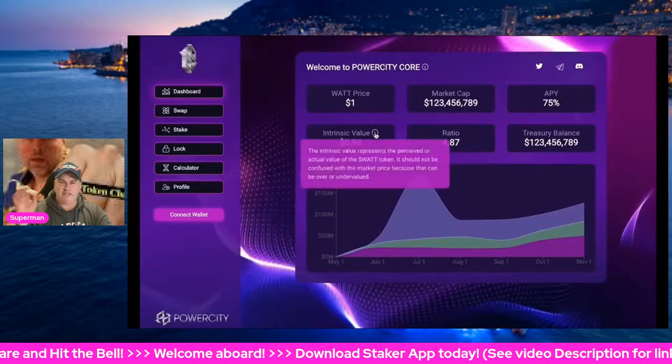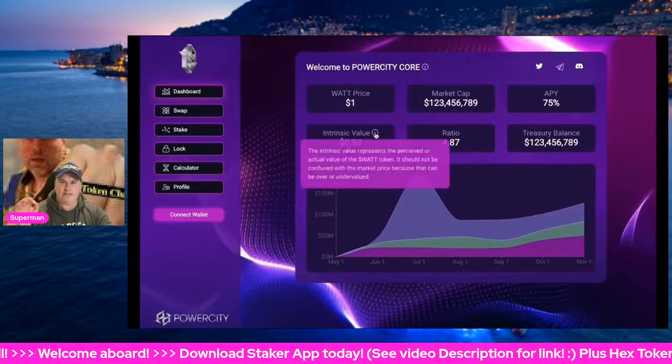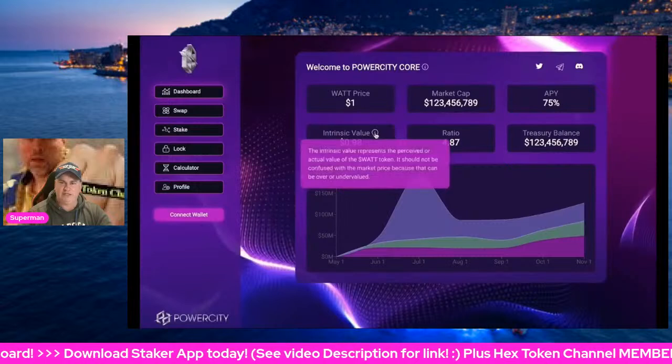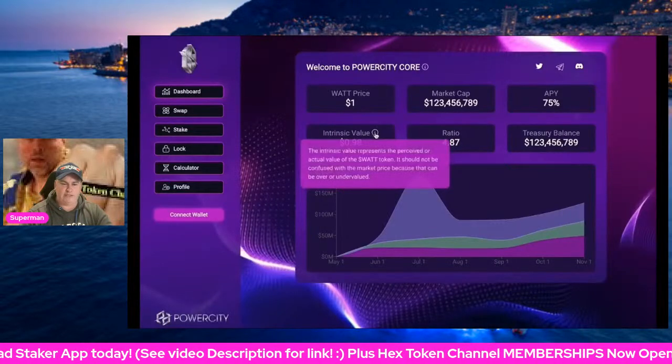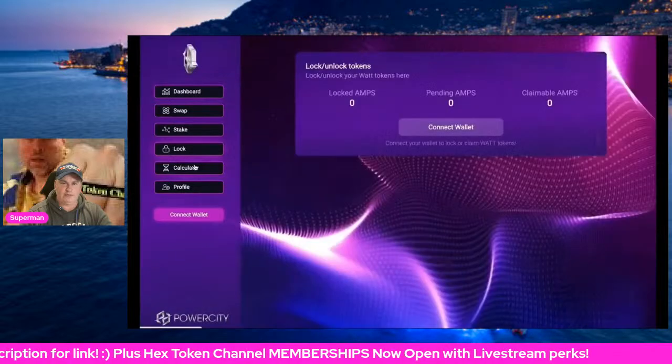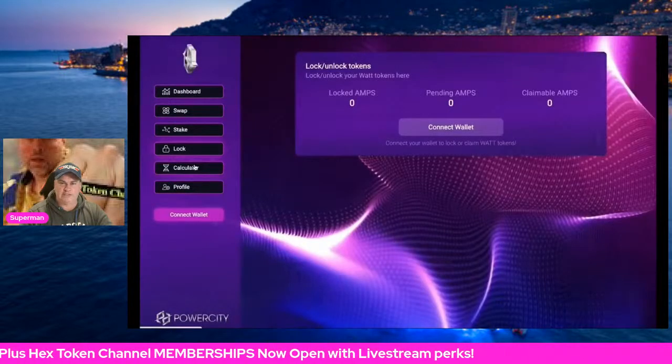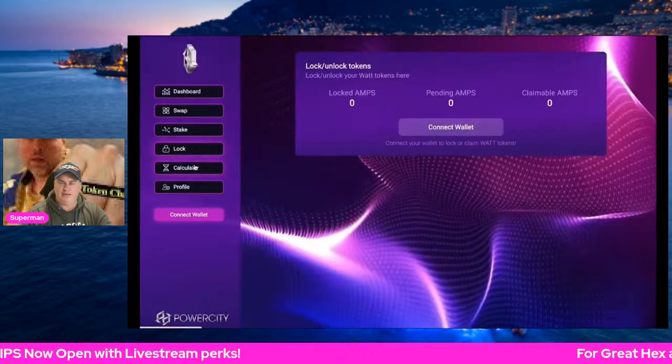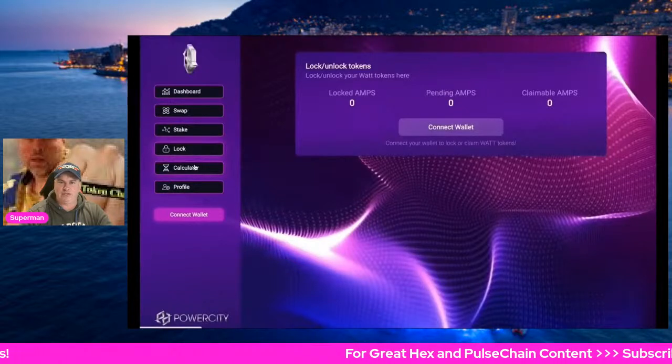You know what I love about this? I love UI interfaces that give you information that you can pop up. It really does help explain some of the context of what you're looking at. We've got locked and unlocked tokens there, so you've got locked AMPs. They're really using the power terminology. You've got the watt token as the main token, and you've got amps as well. Pending amps, claimable amps.